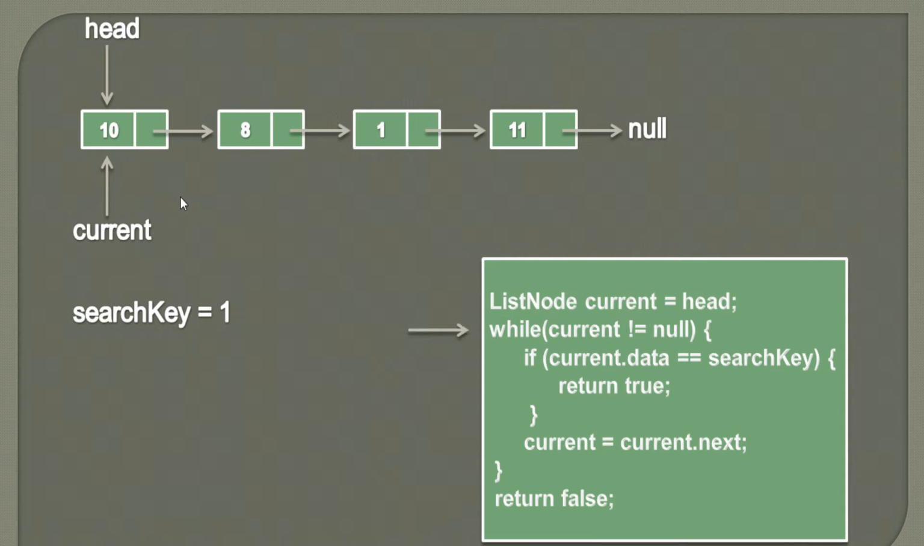So it will go into the while loop and it will check whether current dot data is equal to the search key. Currently current dot data points to 10 because the data inside this first node is 10. So we'll check whether 1 is equal to 10 or not. It's not equal to 10, so this condition comes out to be false, and we'll go to the next step. We will just traverse the current to its next. If you see, current points to the first node and its next points to the second node, so we'll traverse the current to the second node.